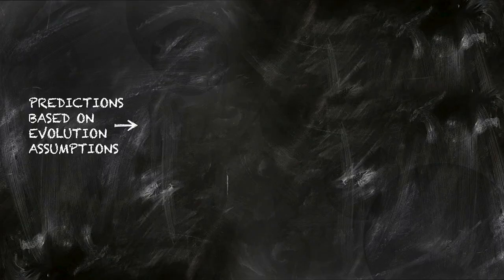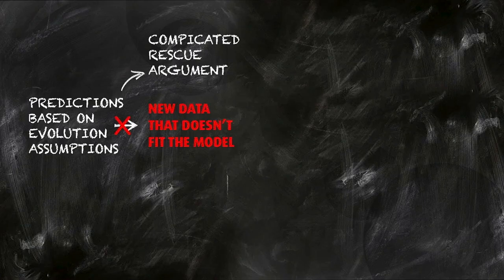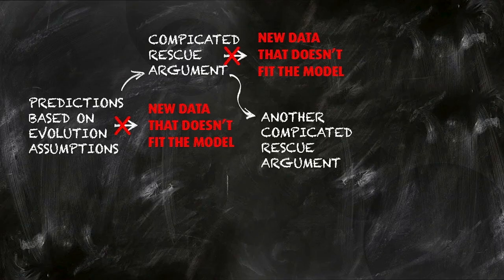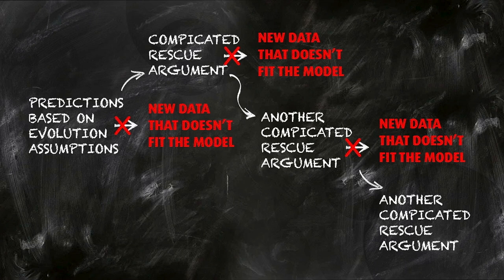Here's what happens. There are predictions that evolutionists have made based on their evolutionary assumptions. Then new data comes that doesn't fit that model. So they have some sort of complicated rescue argument. And then new evidence comes out that doesn't fit that model, and another complicated rescue argument has to be invented. And then more new data comes out that doesn't fit, and another complicated rescue argument has to be invented. So science is getting more and more complex explanations for things that ought to be pretty simple.